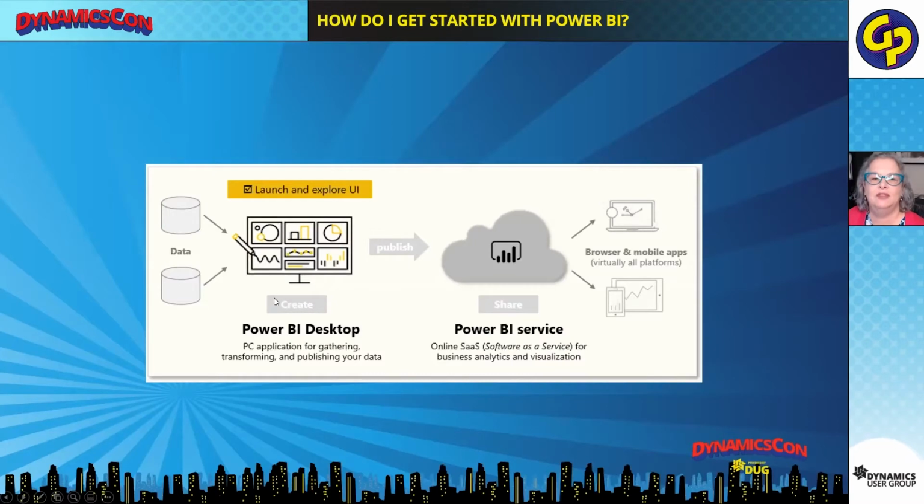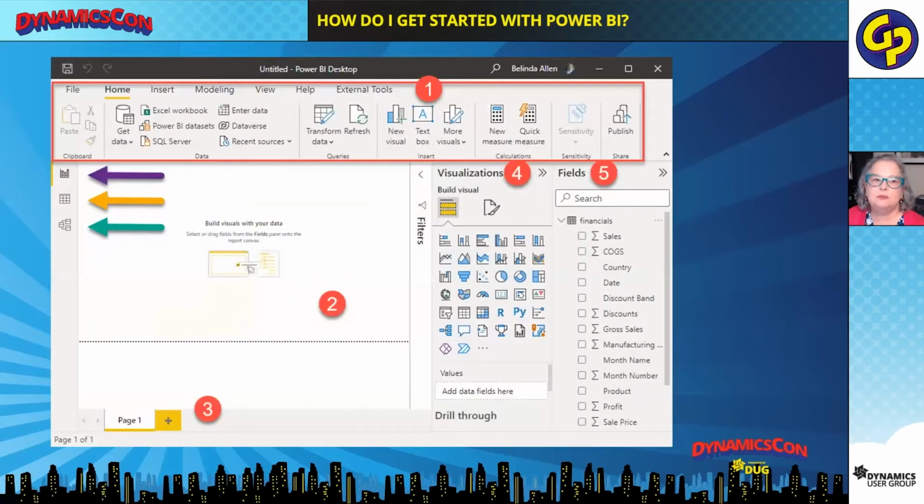So here we have this visual of what the typical GP implementation would use. We're going to start with the desktop here, which again is something that you would need to download. So let's take a quick tour of the desktop. This is what the Power BI desktop looks like.